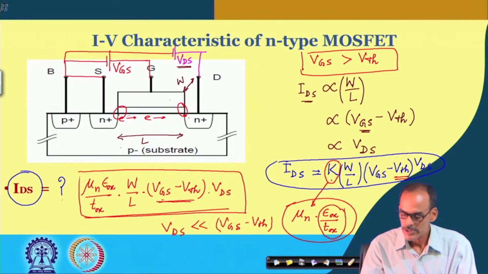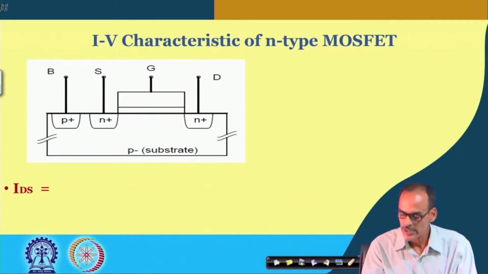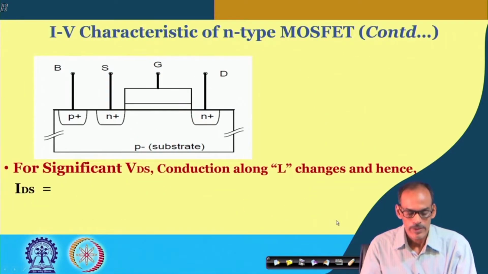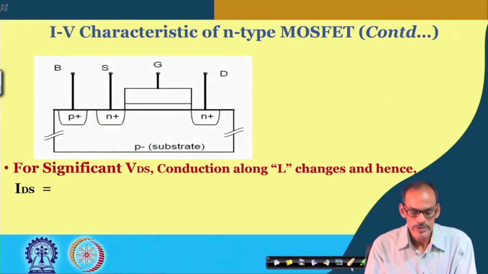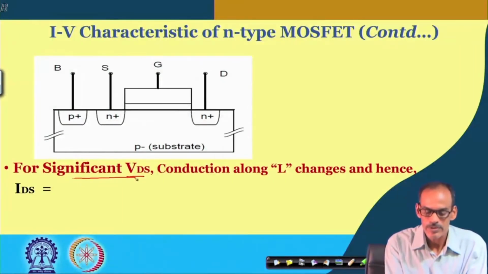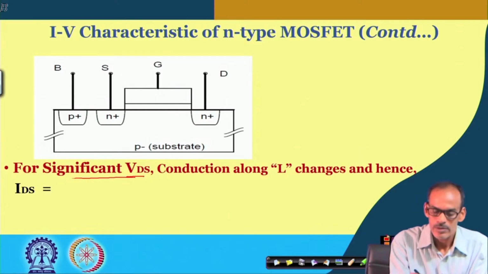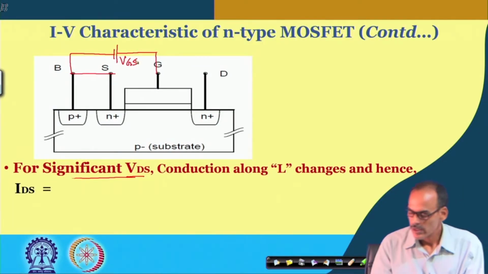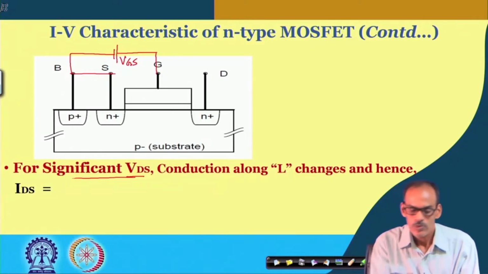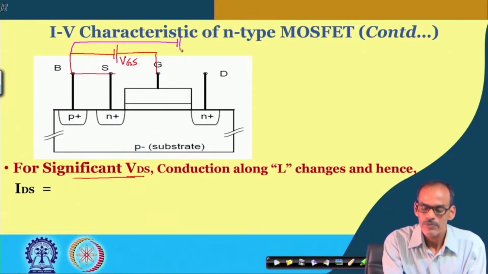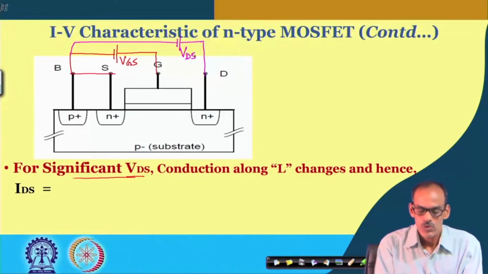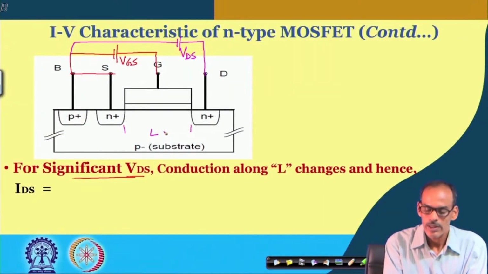So, let me go to the next slide. What we are saying here is, if VDS is significant, particularly compared to VGS minus VTH. And so, again let me quickly put the bias here, VGS, and we do have the VDS. So, we do have whatever L and W and all these things.